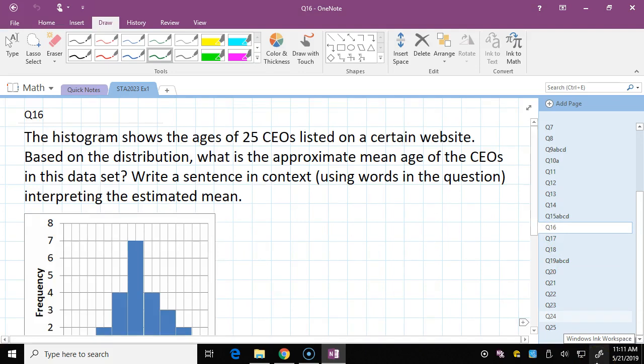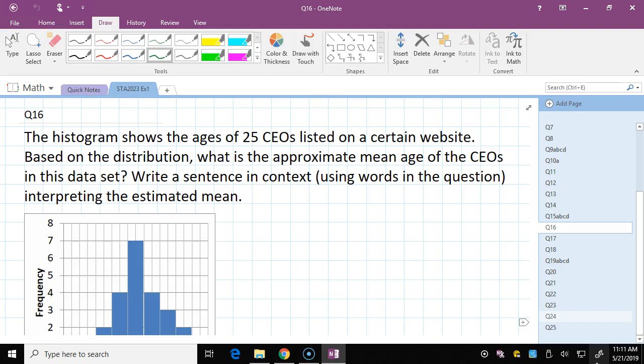All right, so number 16 says the histogram shows the age of 25 CEOs listed on a certain website. Based on the distribution, what is the approximate mean age of the CEOs in this data set? Write a sentence in context using words in the question, interpreting the estimated mean. All right, so 6 to 15, that was all chapter 2. Now that you start seeing this word mean, we're jumping into chapter 3, because we didn't use the word mean until chapter 3. So from 16 on down through 25, these are all chapter 3 questions. Okay?